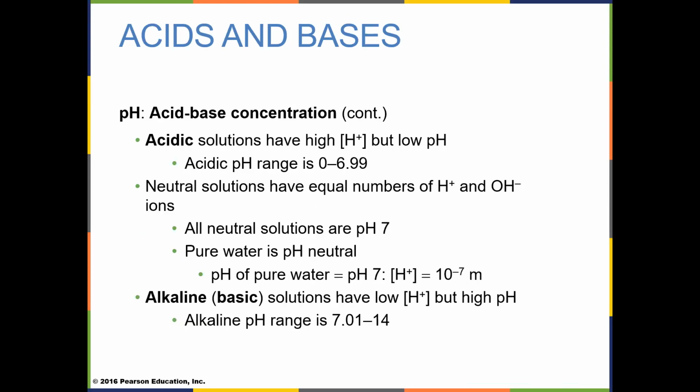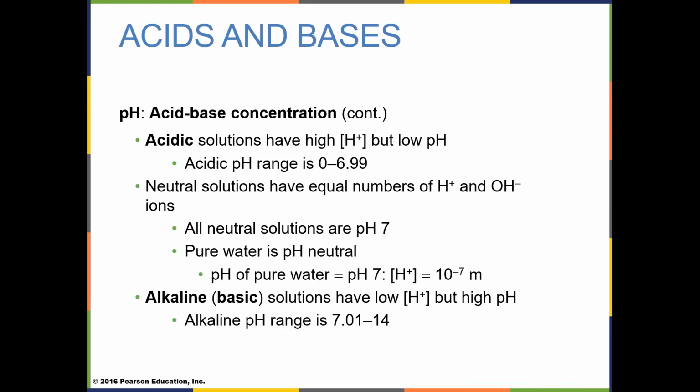So if it's acidic, it's anything from 0 to 6.99. 7 is neutral. Distilled water is neutral. Anything from 7.01 to 14 is basic. With a base, the higher the number, the more basic it is. With acids, the lower the number, the more acidic they are.